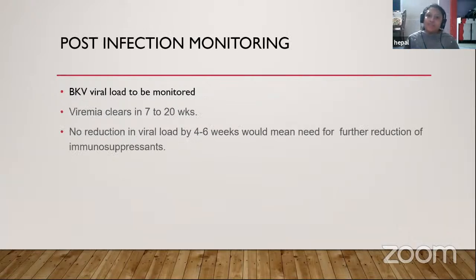How do we monitor after a BKV infection has occurred? So we have to look at BKV viremia, BKV PCR in blood. Viremia usually clears in 7 to 20 weeks. We found in our case and another couple of cases, the viremia to clear by 8 to 10 weeks. If there is no reduction in viral load by 4 to 6 weeks after your initial modification of immunosuppressants, it would mean that there is a need for further reduction in the immunosuppressant. So sequential BKV viral levels need to be done.